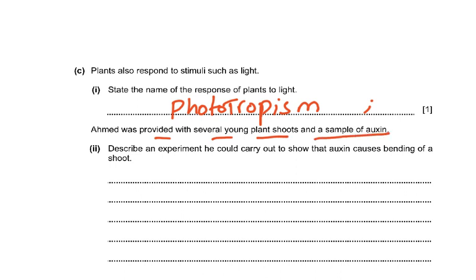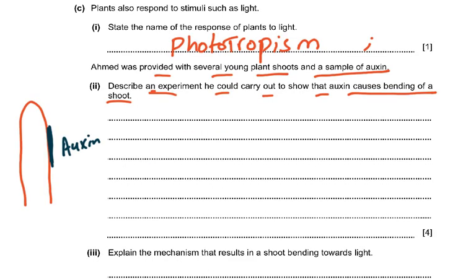Ahmed was provided with several young plant shoots and a sample of auxin. Describe an experiment you would carry out to show that auxin causes bending of a shoot. So in this experiment, what will you do? You will paint the auxin on one side of the shoot, just like I've shown you here. Auxin is a chemical which they've given you, along with a young plant shoot. So you paint this on one side of the shoot.